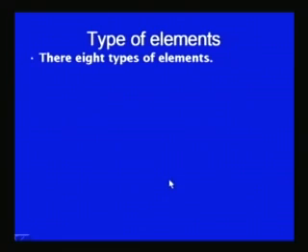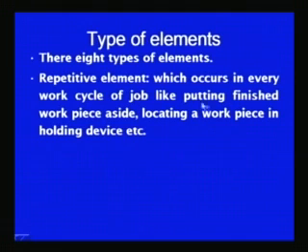And when the job to be studied is broken down into different small distinguishable parts called elements, depending upon their nature of occurrence, whether they are required or not, how much time they take, and whether they are of the fixed type or the variable type, the different elements can be grouped into 8 different categories, like repetitive elements which occur in every work cycle. For example, putting the finished job aside and locating a workpiece in a holding device. These are activities which will be repeated in every work cycle.